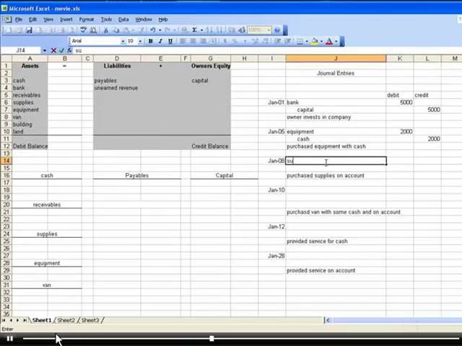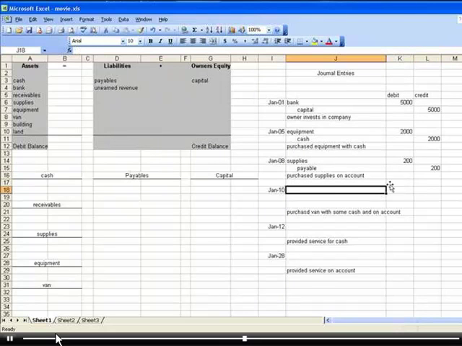Next, we might buy some supplies, right? So here, supplies goes up, let's say $200. And now something has to be credited $200. Here we're saying on account. So if we didn't pay cash for it, then we have a payable. We have a brand new payable now. And payable is a liability, and those numbers go up on the credit side. Balance. Okay? Always start with the debit.